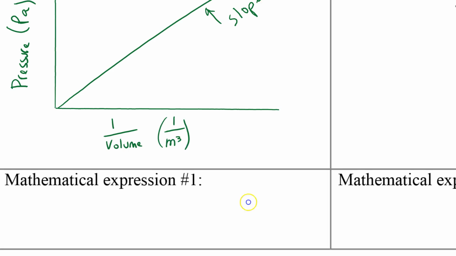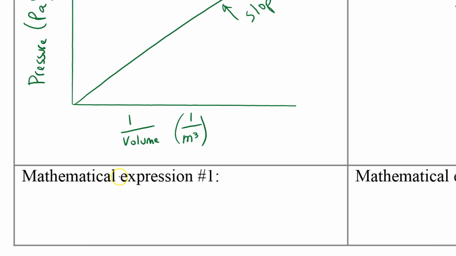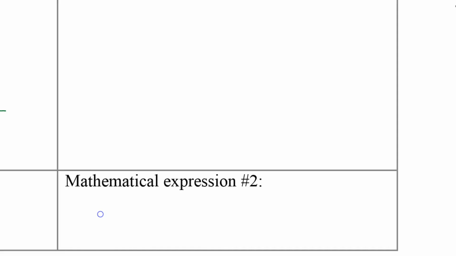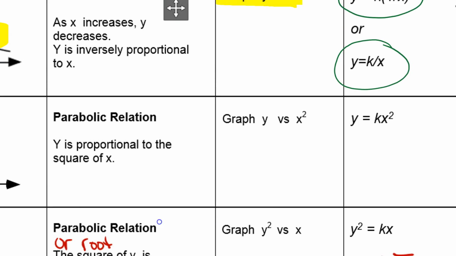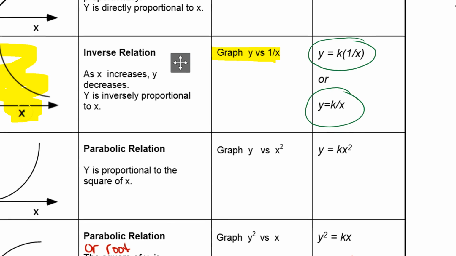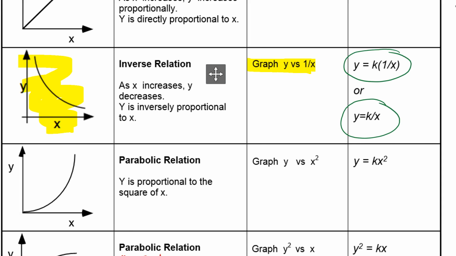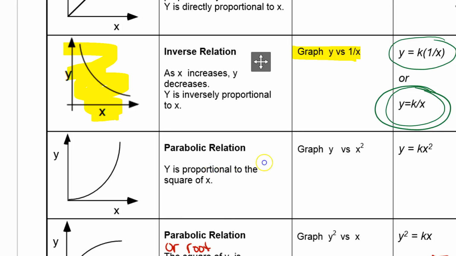Now we need to get a mathematical expression. If we start with y is equal to k over x, where do I get that? I get that from the fact that we graphed, and we said it was this shape. Instead of graphing y versus x, we graphed y versus 1 over x. So here is my basic shape.